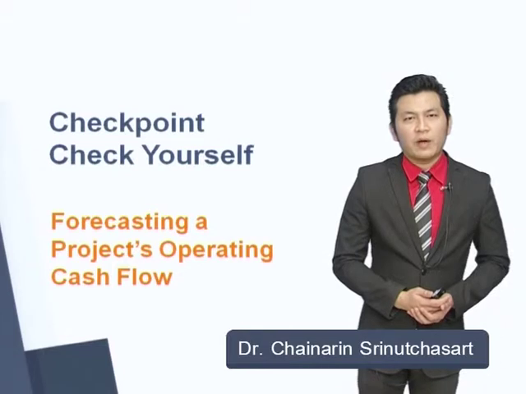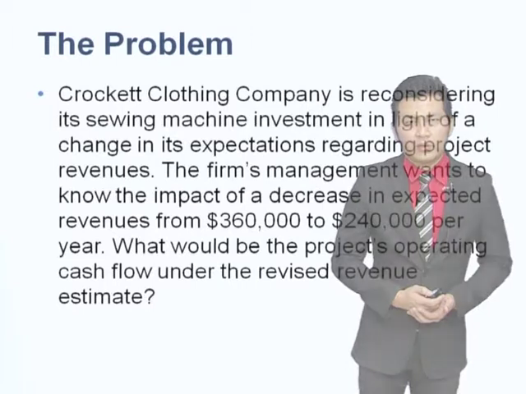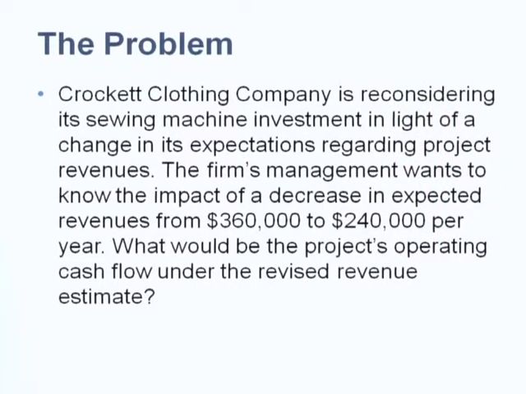Okay, now let's check yourself up with forecasting a project's operating cash flow. The problem is the Crockett Clothing Company is reconsidering its sewing machine investment in light of a change in its expectations regarding project revenues. Management wants to know the impact of a decrease in expected revenue from 360K to 240K per year. What would be the project operating cash flow under the revised revenue estimate of 240,000?